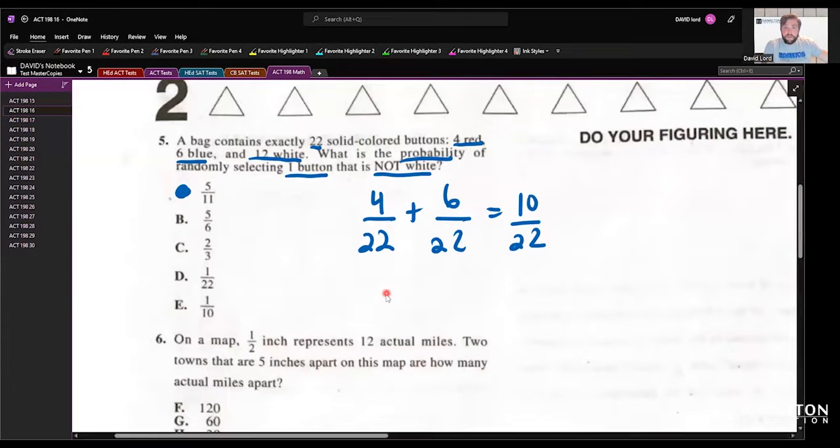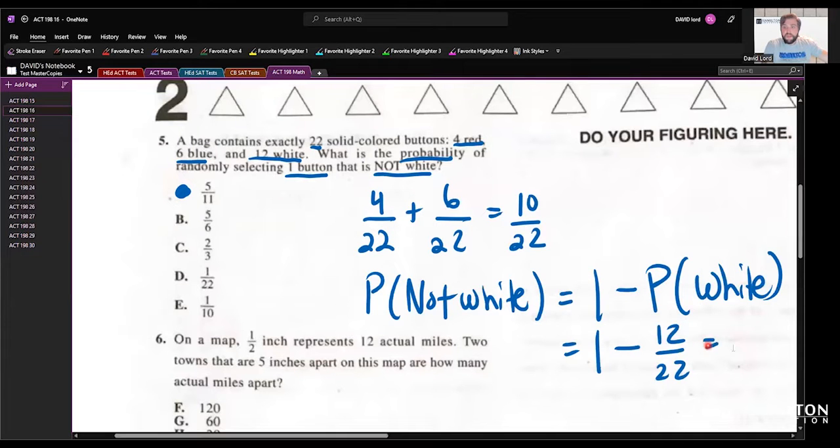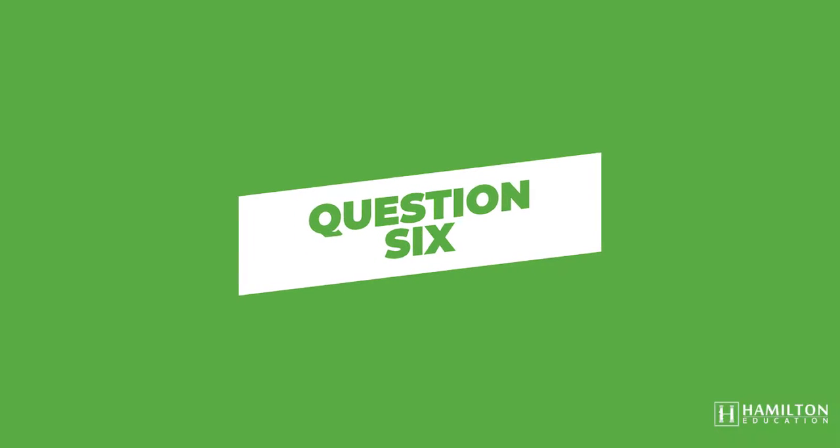Alternatively, you could use the complement rule, which is the probability of not white is equal to 1 minus the probability that it is white. So we would get 1 minus the number of white out of 22, and that leaves us with 10 out of 22. Question number 6.